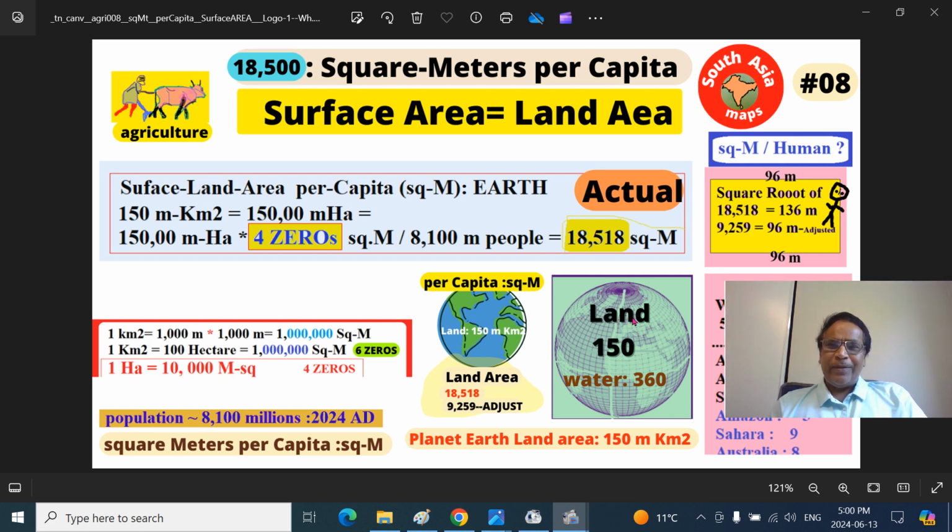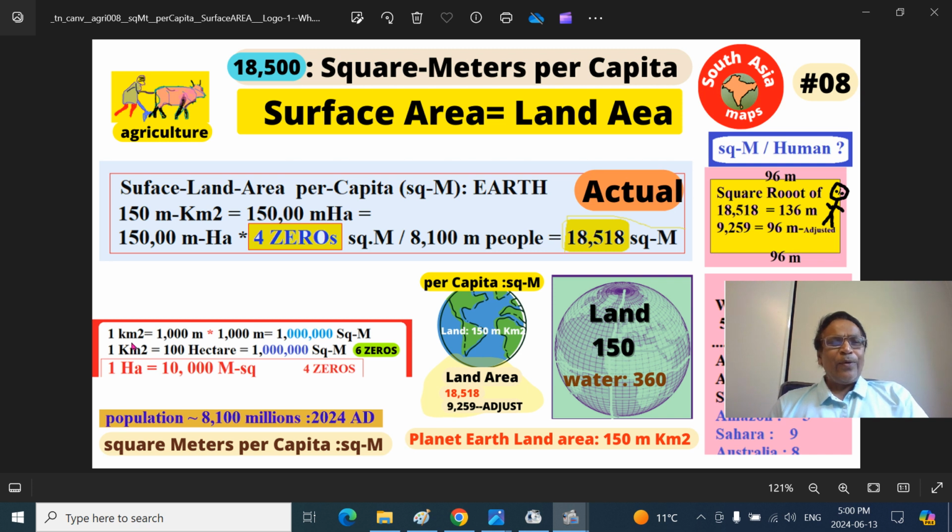This is the only habitable planet Earth in the entire universe. Here you see two figures, 150 and 360. Remember the number of days in a year, roughly 360: that is the water bodies, the oceans, Indian Ocean, Bay of Bengal, Pacific and Atlantic Ocean, 360. The land area, including Antarctica, is around 150. These are million square kilometers. A person can live 100 years, 50 years more, 150. Very intuitive. That is the land area.